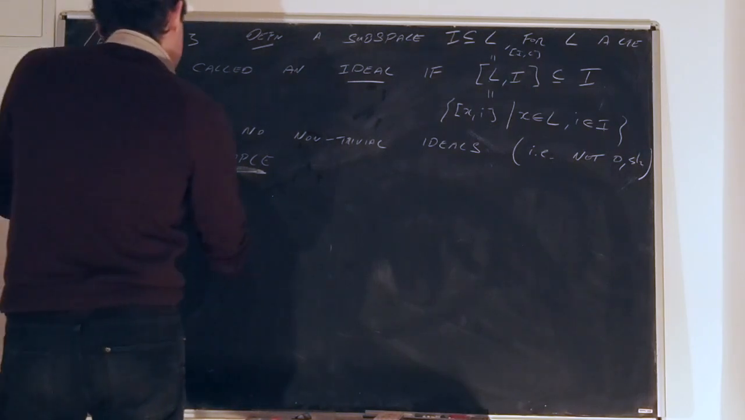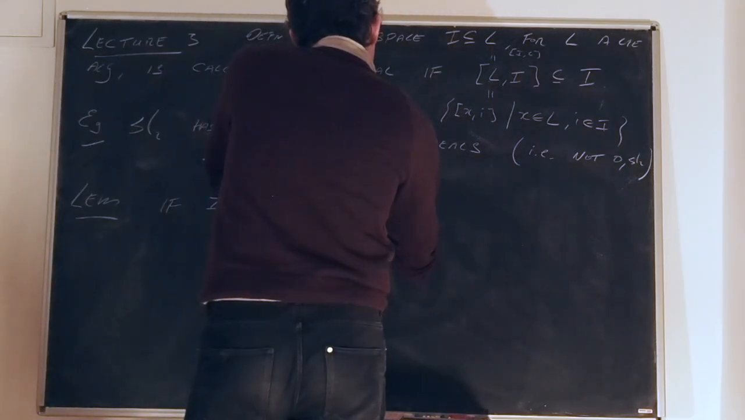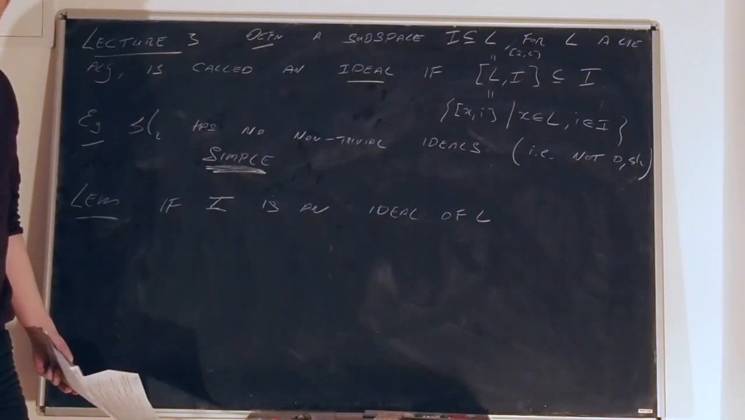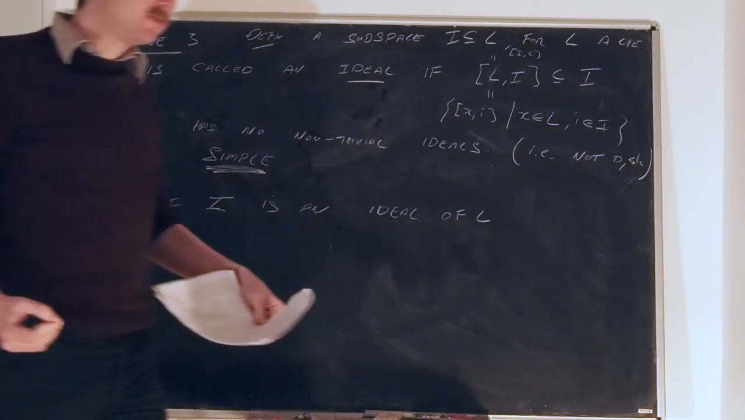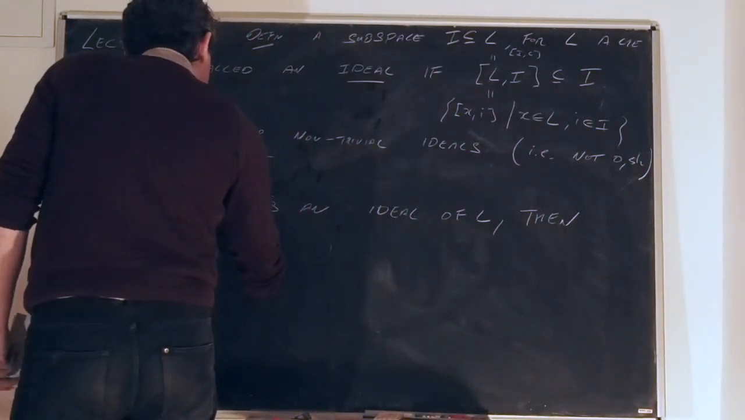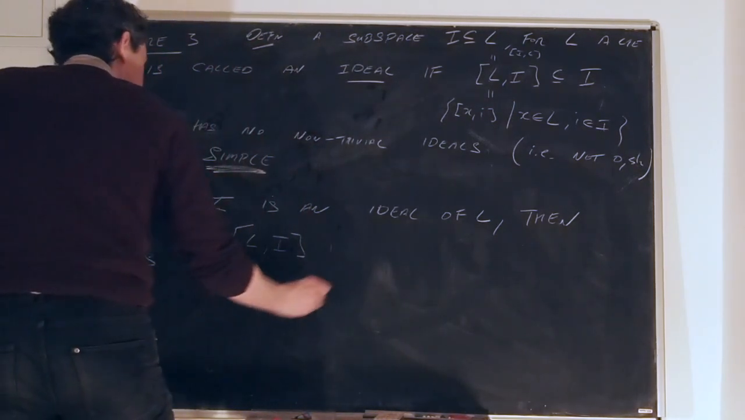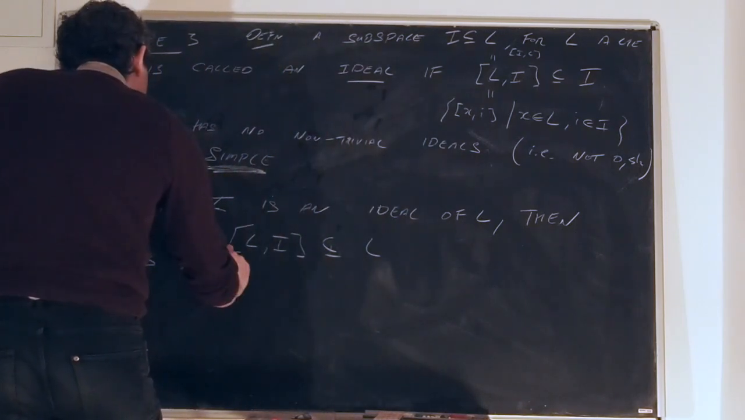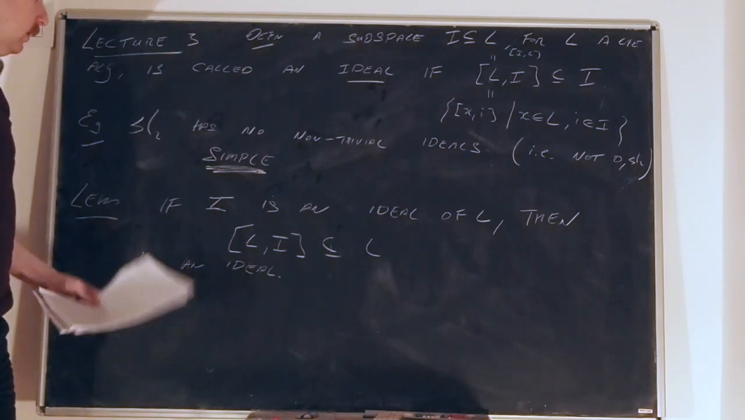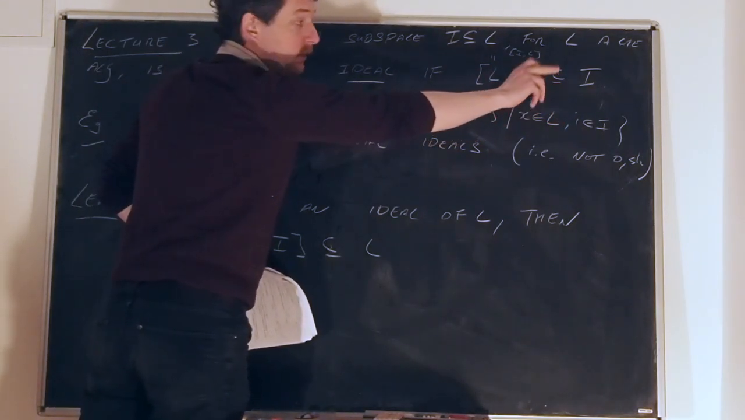So if I is an ideal of L, we start with the Lie ideal. What ideal are we going to construct from it? Well, then [L, I] is an ideal. Now, look up here. We see that [L, I] is contained in I. The Lie bracket of L and I is contained in I.